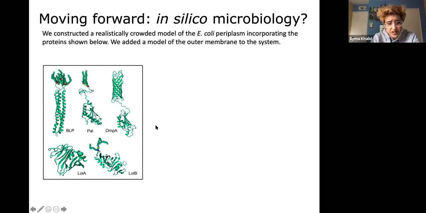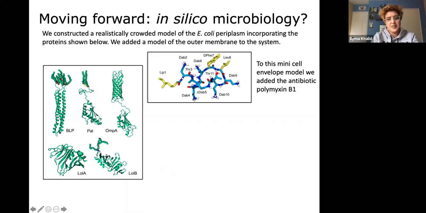We've built a system where we've put, again, OmpE in the outer membrane, and Braun's lipoprotein is in, of course, but now we've put some additional proteins into the periplasm. A couple of them, so Pal and LolB, are also lipidated, so they're anchored into the outer membrane, but the bulk of them sits in the periplasm, and this one, LolA, sits completely in the periplasm. We've thrown in, to make things interesting, this antibiotic, polymyxin B1. This is an antibiotic we've studied in the past, again with Pete Bond.